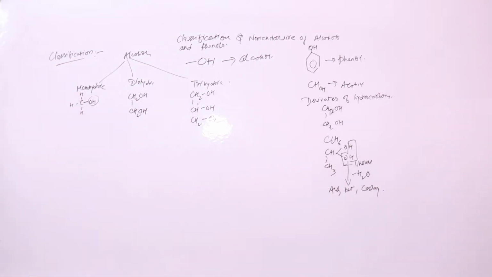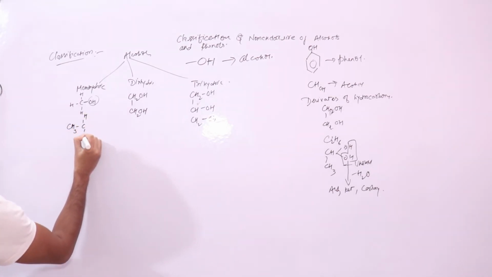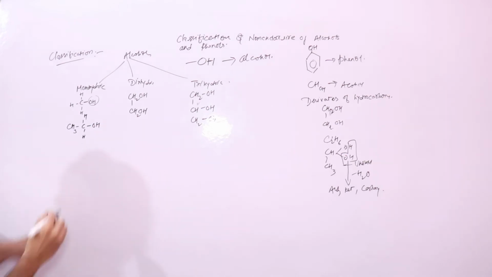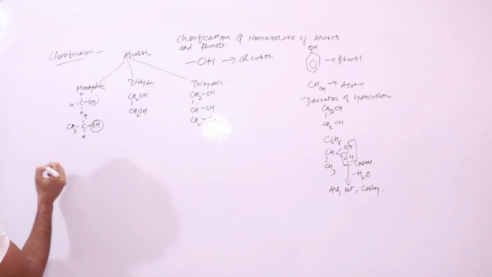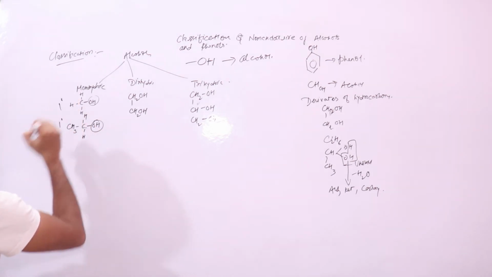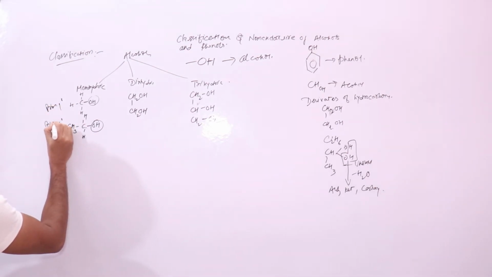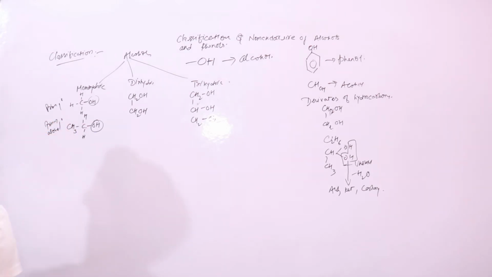We'll just take some examples. This is a primary alcohol, CH3OH, where you can see the OH is attached to a carbon atom which is not attached to any other carbon atom. Now if this is the alcohol, here you have the OH group attached to this carbon atom, and this carbon atom is directly attached to one other carbon atom. So this is also 1 degree, or we call it a primary alcohol. This is also your primary alcohol.